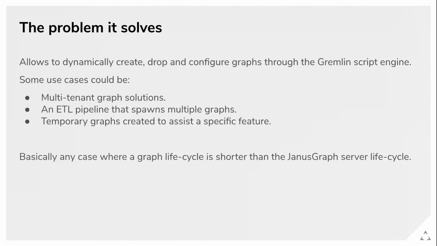So the problem it solves. The core feature that the configured graph factory allows is to manage multiple graphs at runtime. In a standard JanusGraph deployment, you set up the graphs in the config file before starting the cluster, and then that's it. You can't just go and change that. So the configured graph factory allows you to dynamically create, drop, and configure multiple graphs using the Gremlin script.